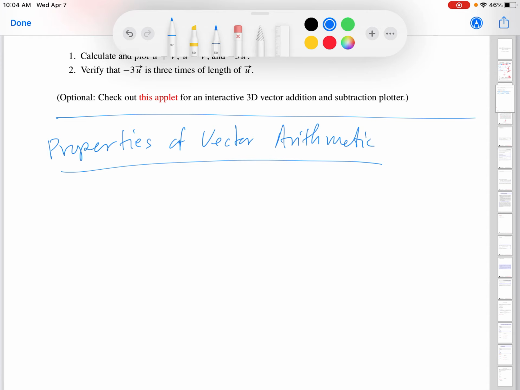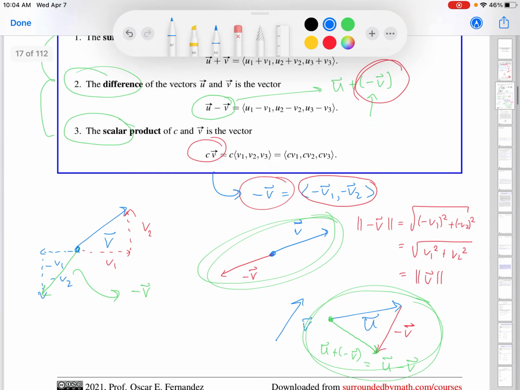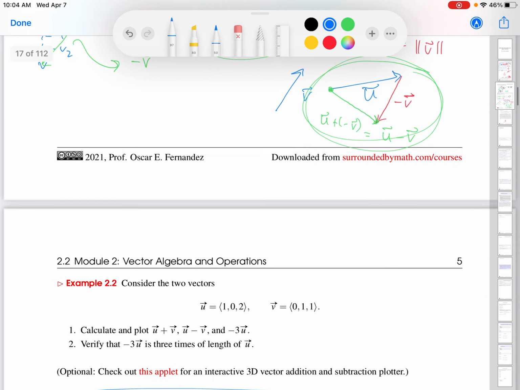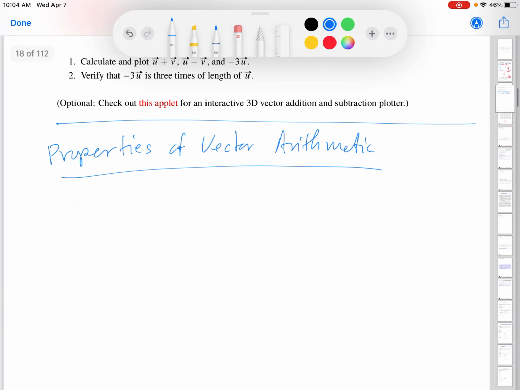So there are a lot of things that the definition above here, 2.2.1, leads to. A lot of properties about vector arithmetic. These, by and large, mimic the properties you know about for real numbers. For example, for real numbers, x plus y is the same as y plus x. If I do 1 plus 2, it's the same as 2 plus 1. There is an analogous property for vectors. If I add two vectors, it doesn't matter which one I add first.